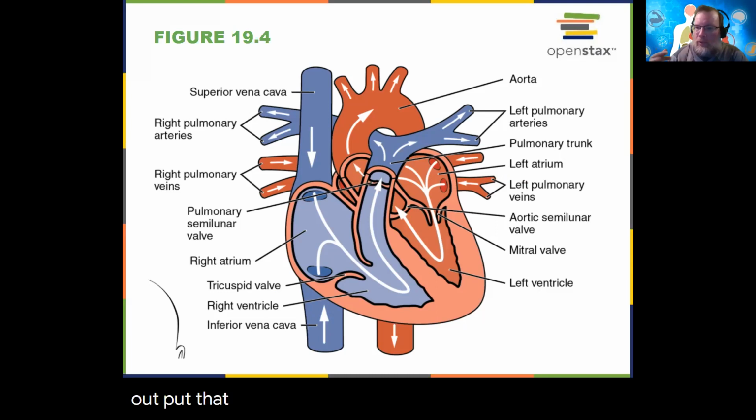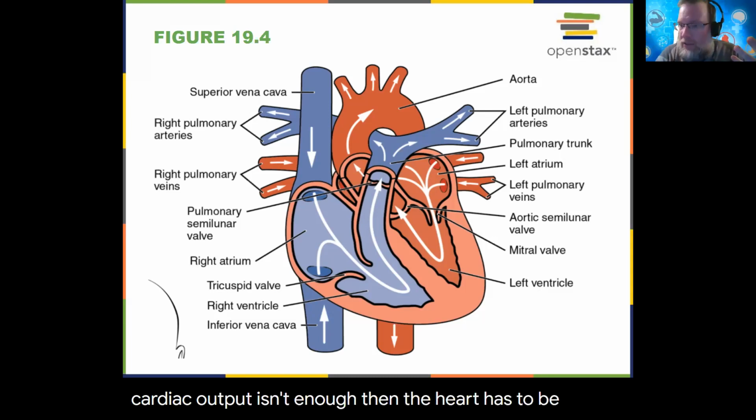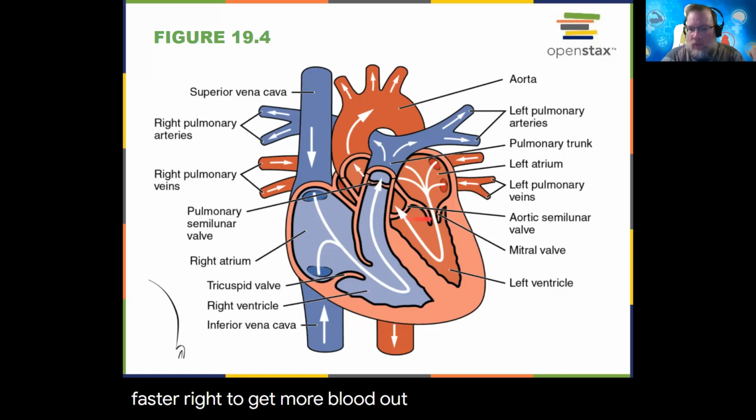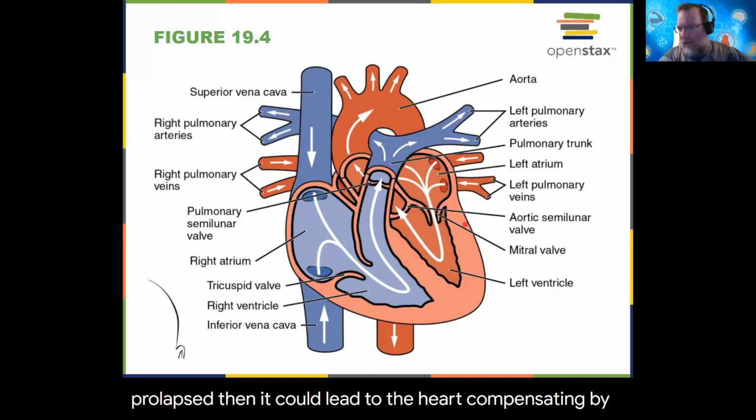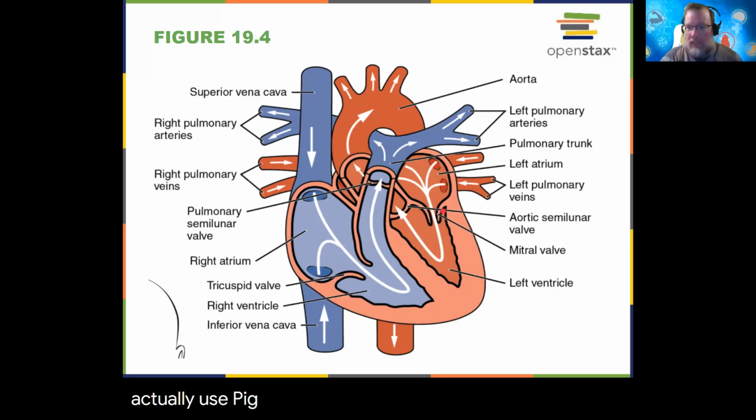That normal cardiac output is a range, and if that cardiac output isn't enough, then the heart has to beat faster, right, to get more blood out. And so if we have a prolapse, it could lead to the heart compensating by beating faster, and that puts more wear and tear on the heart muscle. Anyway, for mitral valve repairs, they actually use pig valves sometimes, or cadaver valves. Wonderful, huh? So anyway, AV valve, left AV valve, also known as mitral or bicuspid.